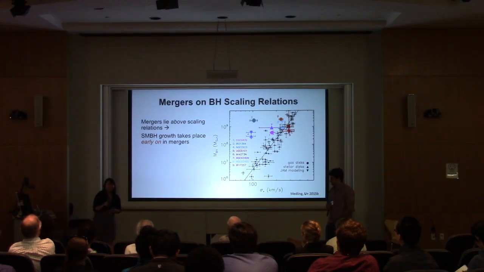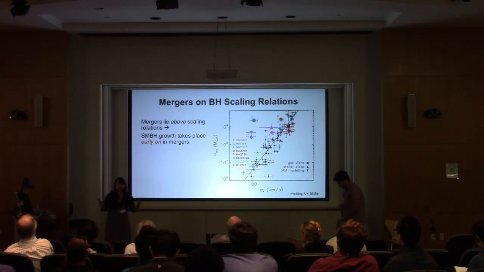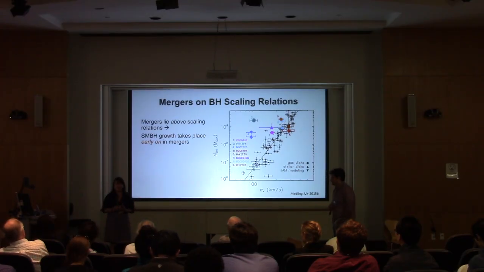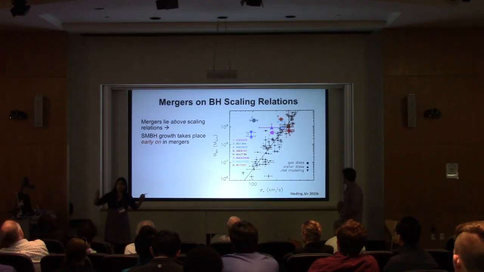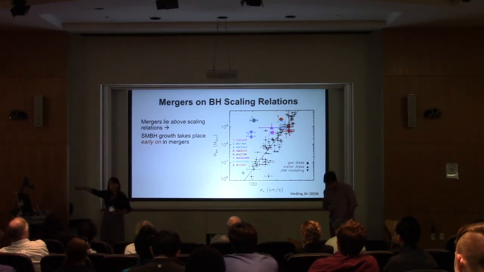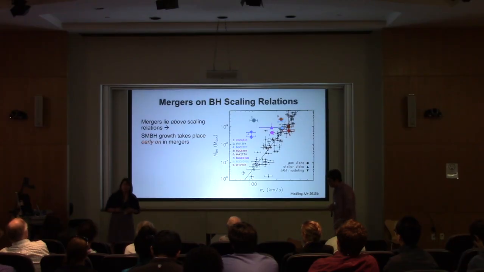Now, there's also another caveat, which is that for mergers, measuring the velocity dispersion is, as you can imagine, very messy. How do you define the center of the bulge? And I think there are simulations that show sigma going up and down throughout the merger. So that's also another complication to this measurement.